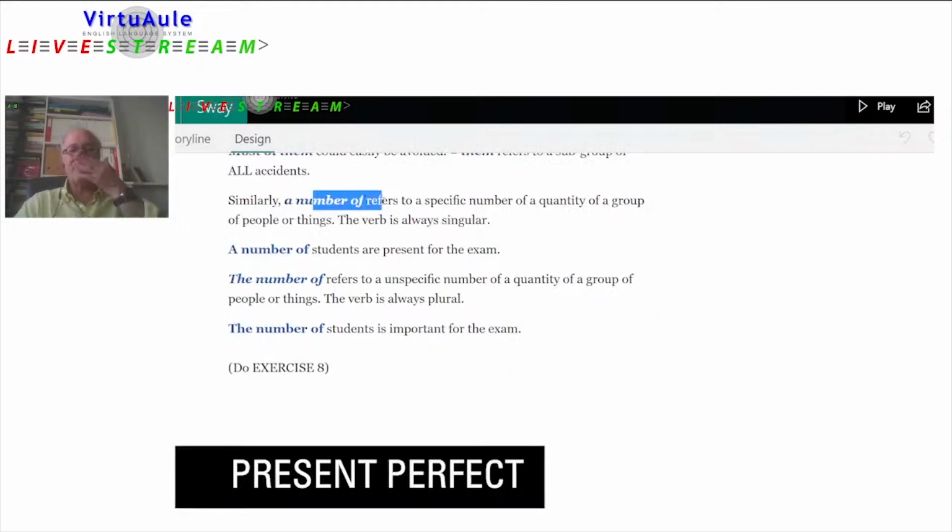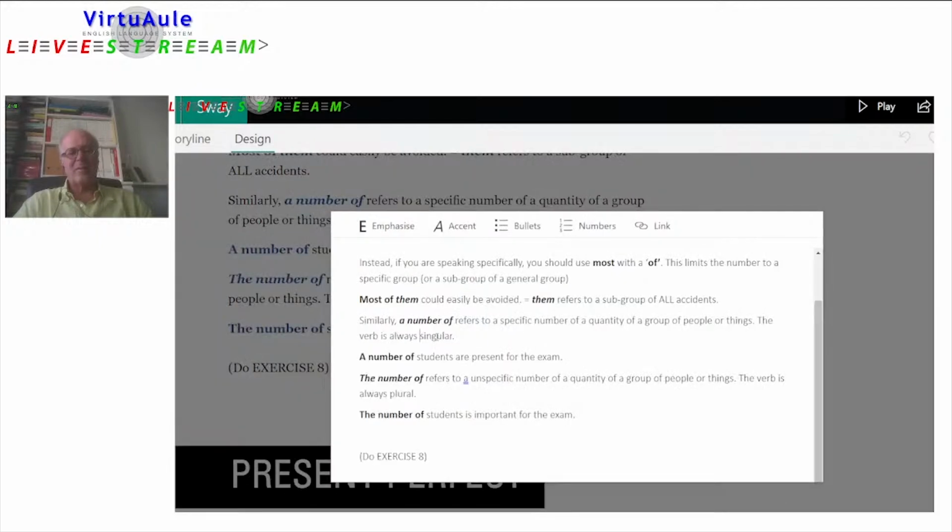Similarly, a number of refers to a specific number of a quantity of a group of people or things. A number of students are present for the exam. So we're talking about a certain number of students. So this is plural. The number of: the verb is always singular. Sorry, it's exactly the opposite.